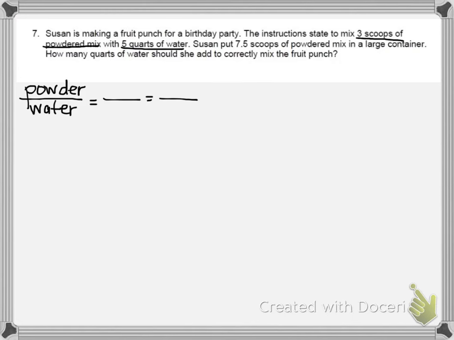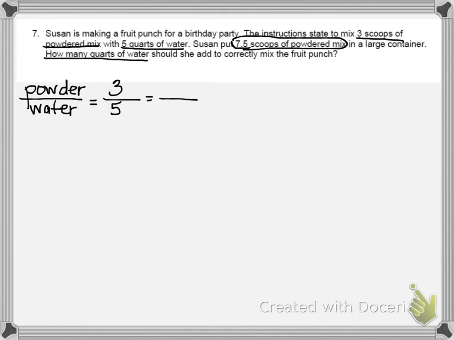Then it also says that Susan already put 7.5 scoops of powdered mix, and she wants to know how many quarts of water she needs to add. So it says initially that she put 3 scoops of powder mix, so I put it in my numerator, and she added 5 quarts of water. So that's why I put water in my denominator. Okay? So remember that a proportion is facts to the left, questions to the right. It's important that you label so that you know where to put your numbers based on what they told you in the story.